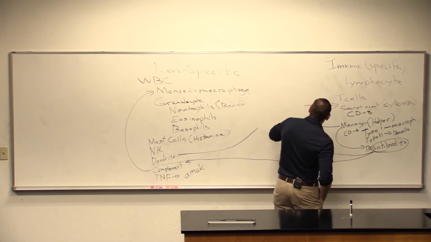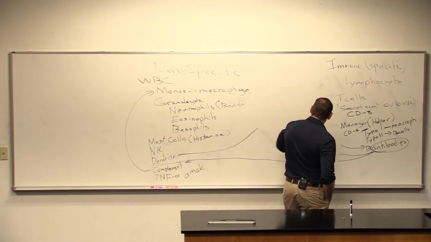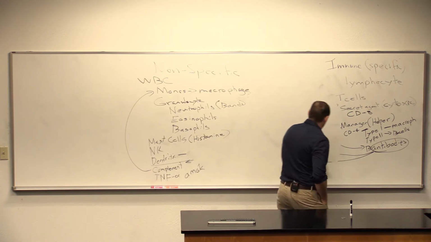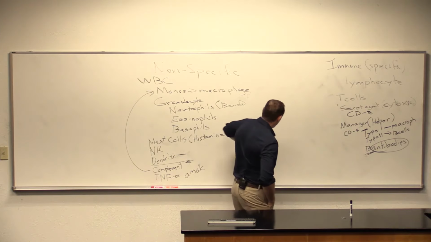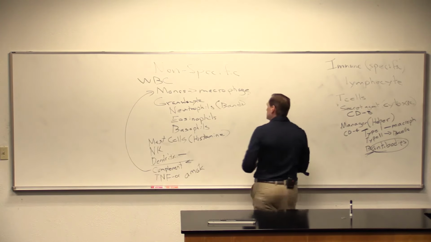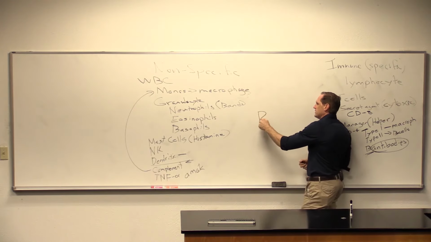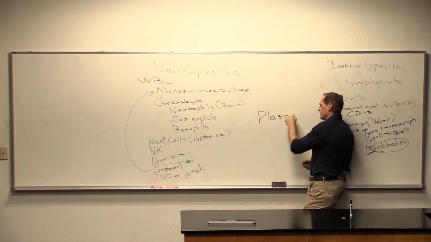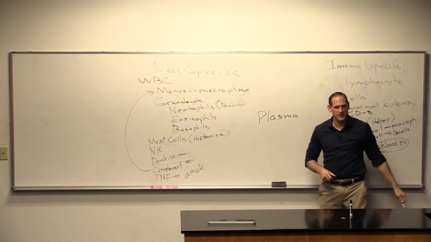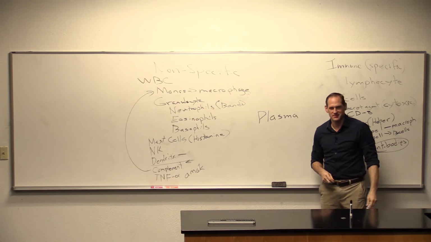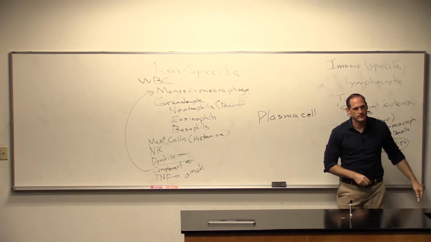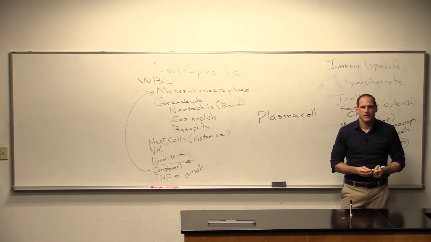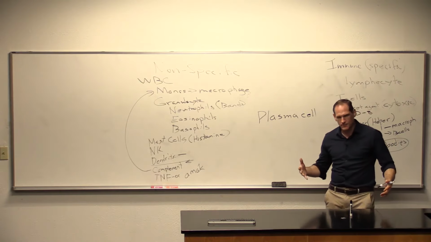Now, we got to talk a little bit more about B cells and antibodies before we're done. A fully mature B cell that is ready for effector function has a special name, and that special name is plasma cell. So, what is a plasma cell? A fully mature B cell.